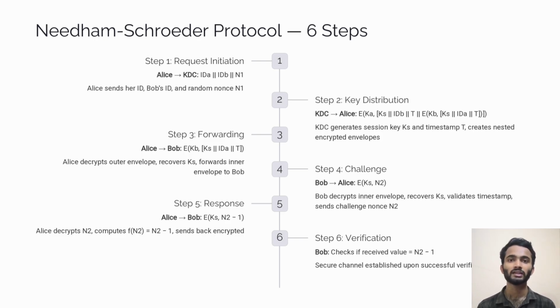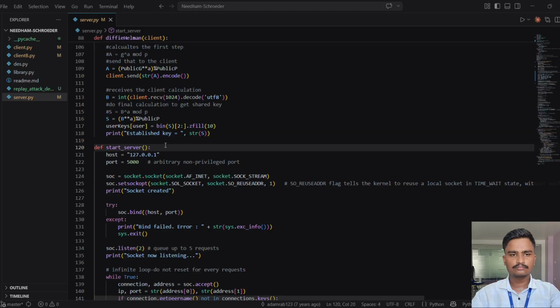Alice asks the KDC to connect with Bob. The KDC generates a session key and sends it securely. Alice forwards part of it to Bob. Bob sends a challenge to verify Alice. Alice responds to the challenge correctly. Bob verifies and the connection becomes secure. Overall, Diffie-Hellman helps to create a secret key and Needham-Schroeder ensures both users are authenticated and communication is secure.